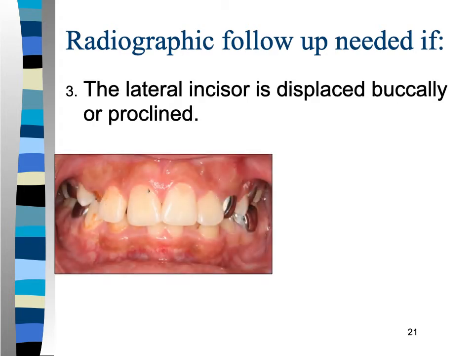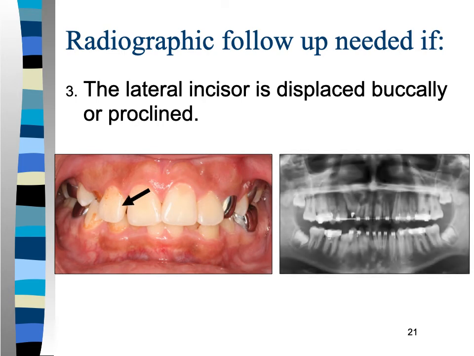The lateral incisor is displaced buccally. So you see that lateral incisor in the photo there, and it's proclined. Now, proclined and buccally displaced lateral incisors indicate that the canine is likely labial. So the canine is labial or buccal, and it's pushing the root of the lateral incisor palatally, and that's what's causing the lateral incisor to be displaced.